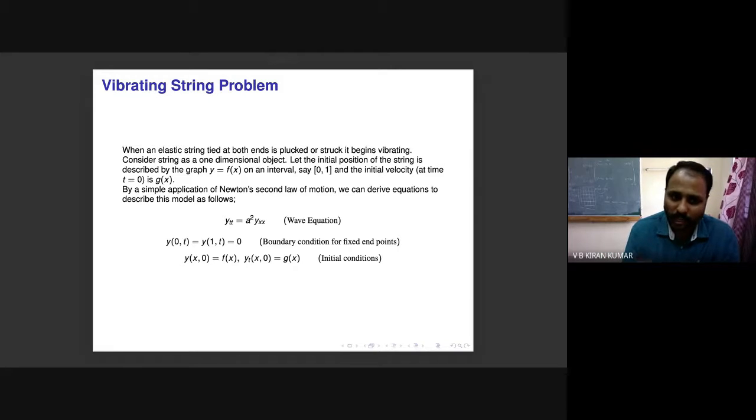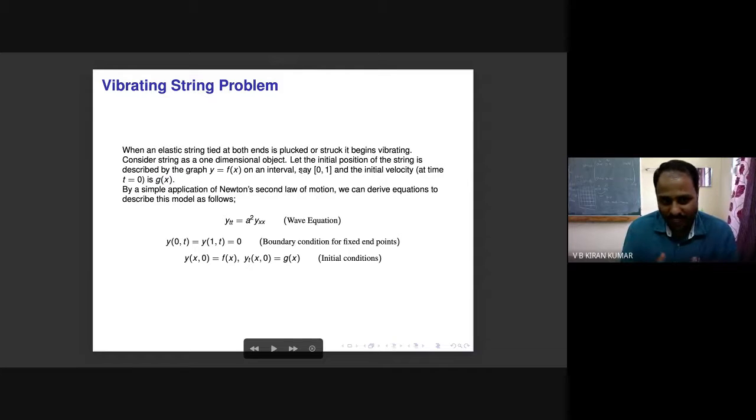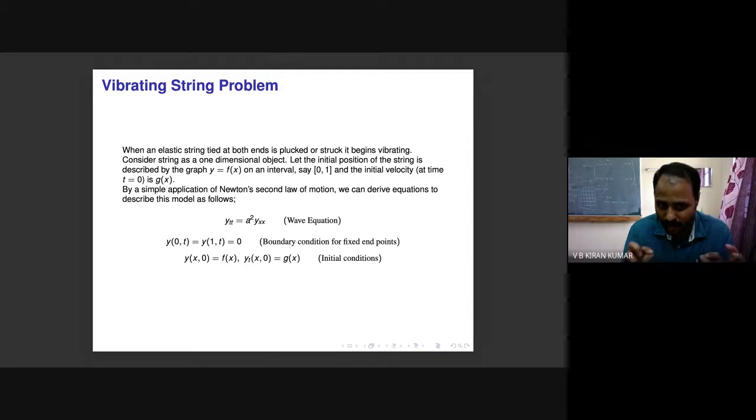And suppose we know the initial velocity also. That means at time t equals 0, the initial velocity is described by some function, say g of x. So these are the initial conditions. I mean, this is the initial position, f of x, and g of x is the initial velocity. Now, here is the modeling purpose. We need to describe the motion of this string.